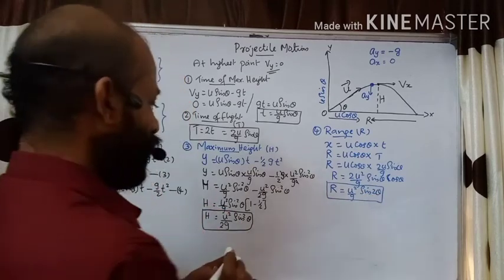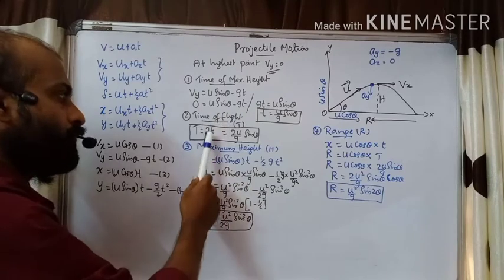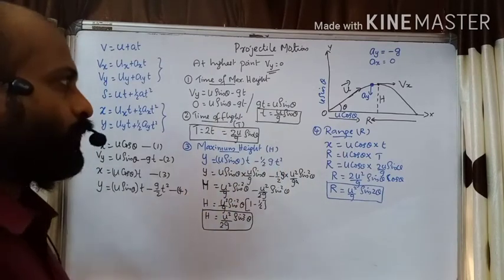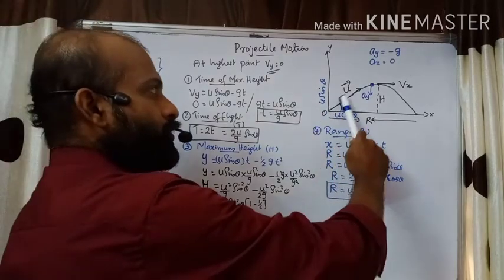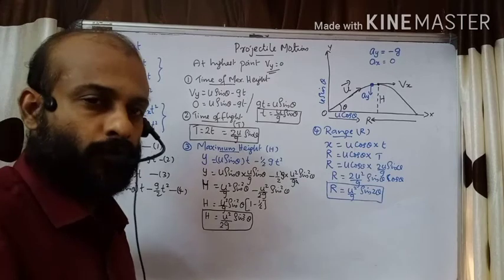Okay, so we have got 4 equations. We have got equations for time of maximum height, time of flight, maximum height and range. Now, we need to see what should be the shape of this projectile. So, we need to get the equation for the shape of the projectile.